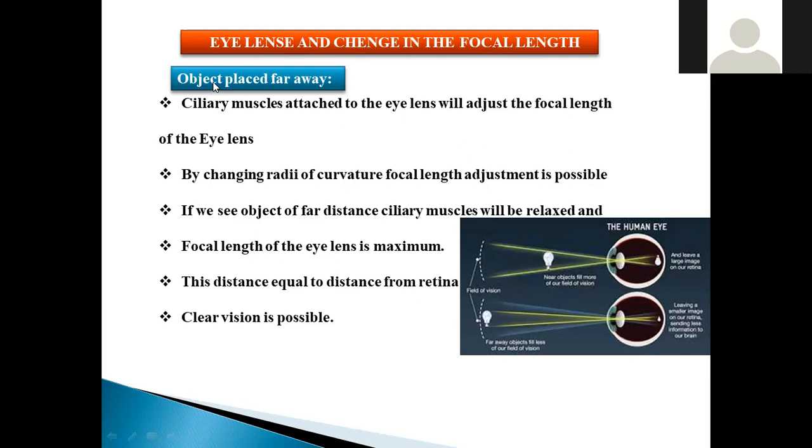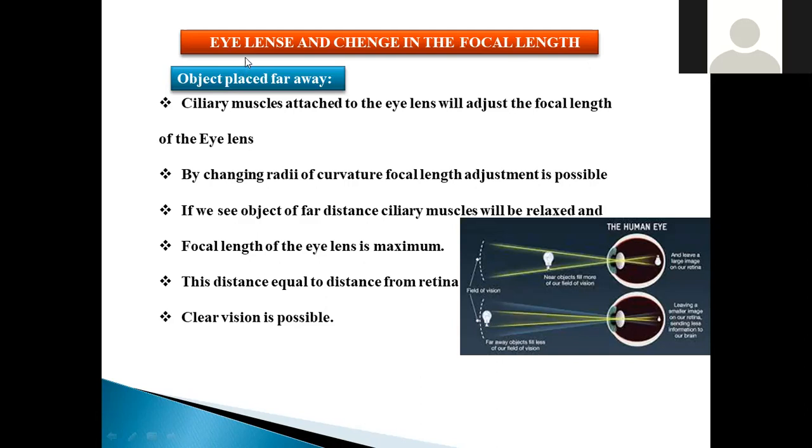In the first condition, if the object is placed far away from the eye, as we can clearly see here, how is this light captured? The light from the object is captured by the eye lens, and it falls on the retina. The retina gives the image of the real picture, but in an inverted manner. This is the process of image formation by the object on the retina.